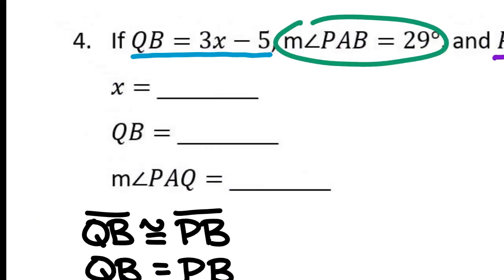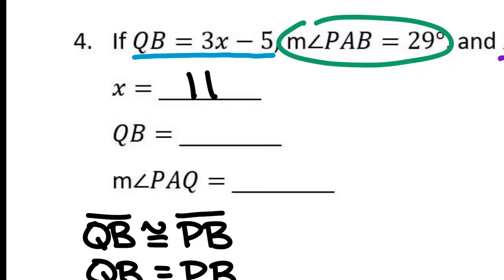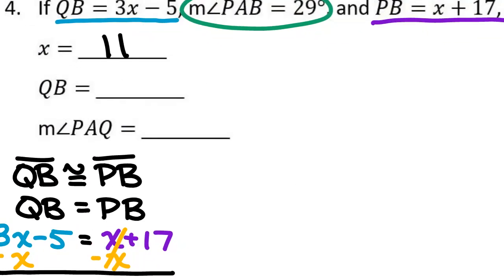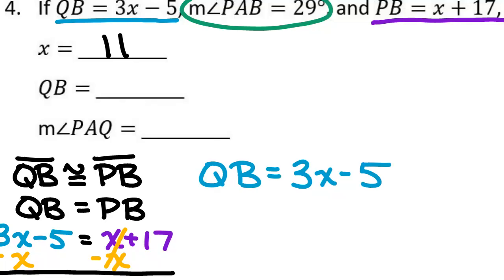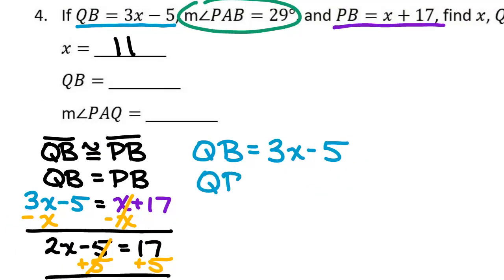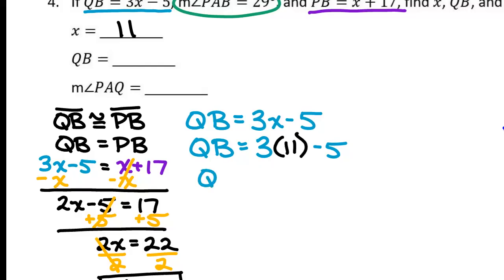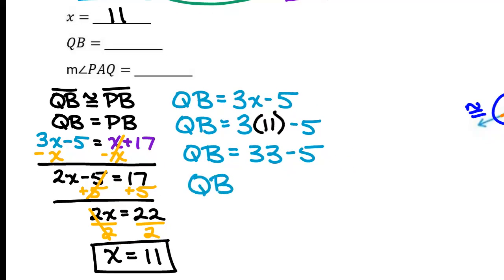X is 11. The next thing they wanted me to find is QB. Well, according to the picture, QB is 3x minus 5. So in the place of x, we're going to replace that with 11. So I have 3 times 11 minus 5. What is 3 times 11? 33. And 33 minus 5? 28. So QB is 28.